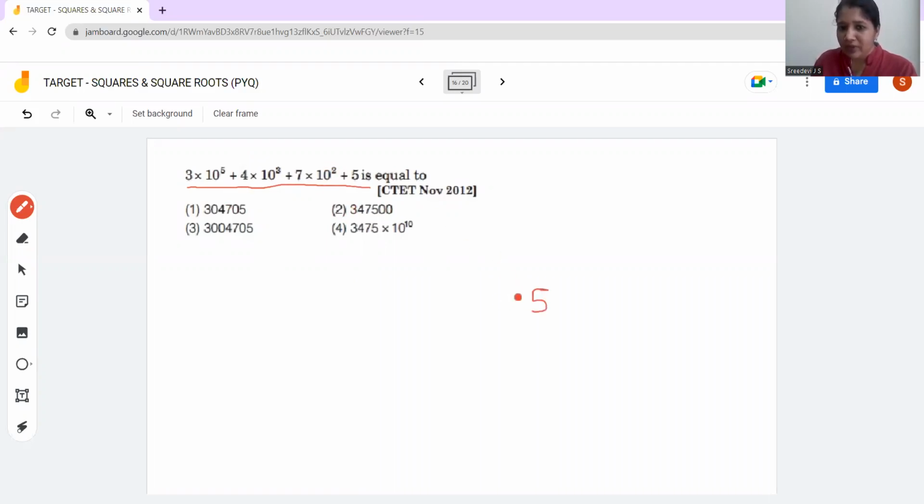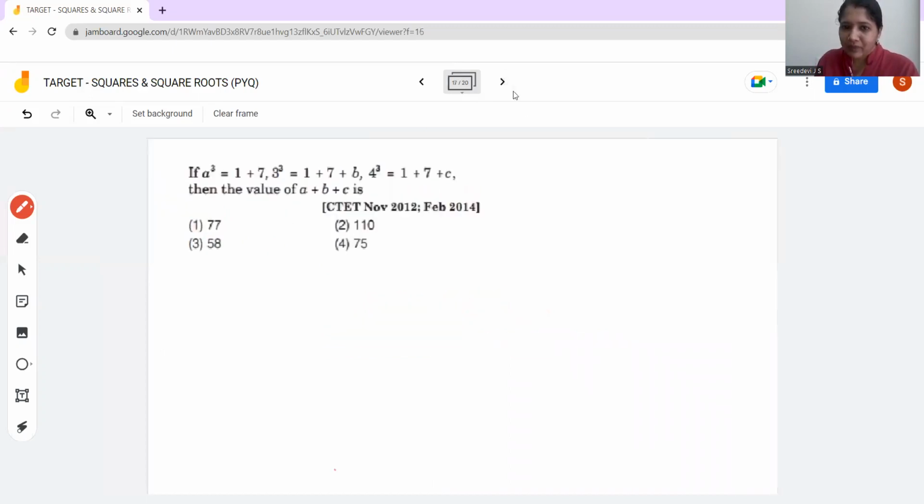So the 10's position is nothing here. Then 100 position consisting of the value 7. Then 1000's position. 1000 position consisting of the 4 because the 10 cube associated coefficient is 4. Then 10,000. 10,000 means 1 with 4 zeros. So 10 to the power 4 is not there. So you can put 0 there. Then 10 to the power 5, that is 3 is the coefficient. So you can write 304705. 304705 is the option 1.